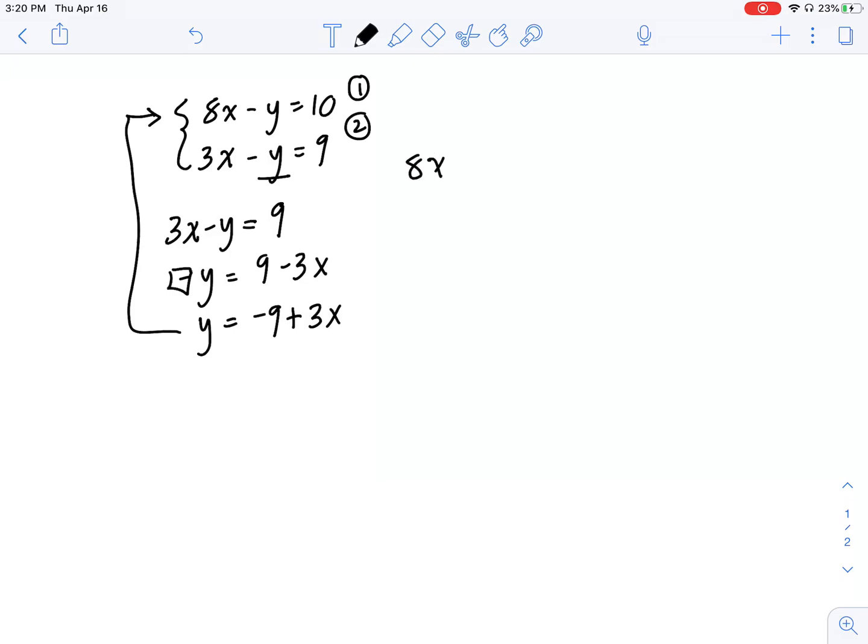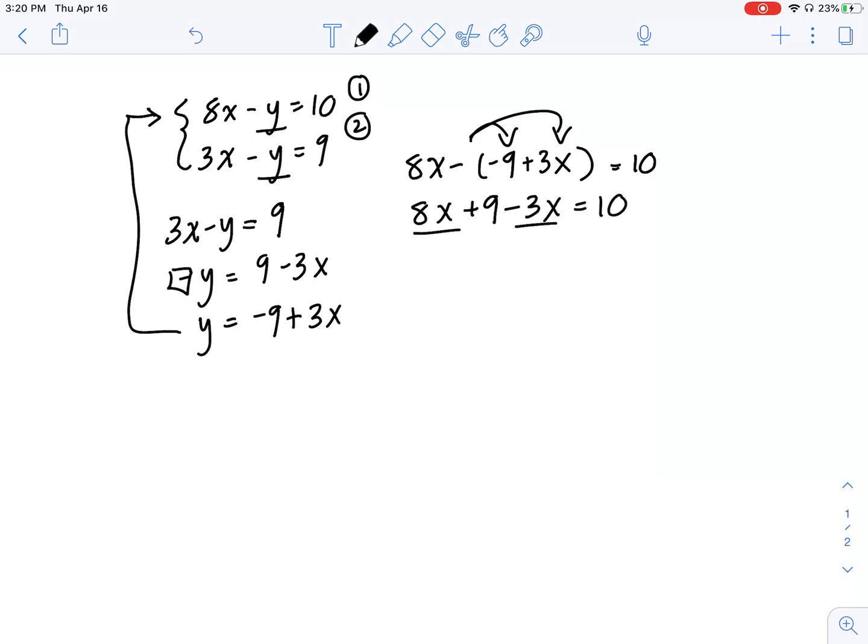So 8x minus, instead of y, we're going to put minus 9 plus 3x, pardon me, equals 10. Now that our whole equation is in terms of x, we can solve for x. 8x equals, let's distribute that, plus 9 minus 3x equals 10.